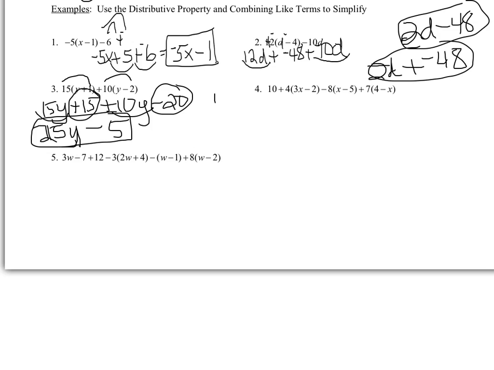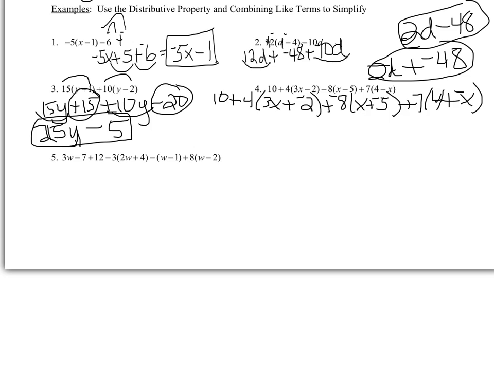So we're going to start. The 10 is not going to change, plus this 4 is not going to change, and then this parentheses we're going to make 3x plus a negative 2. Now here's one that's really important. This is minus 8, so let's make that plus a negative 8. So we're going to be distributing eventually in a negative 8. X minus 5 is going to become x plus a negative 5. And then plus 7, and then 4 minus x is going to become 4 plus the opposite of x.